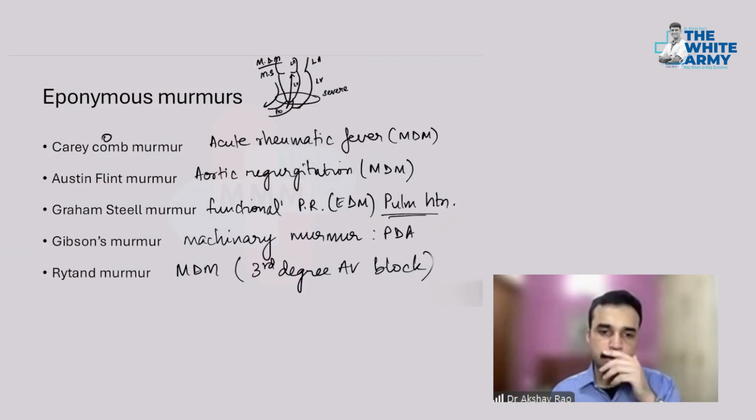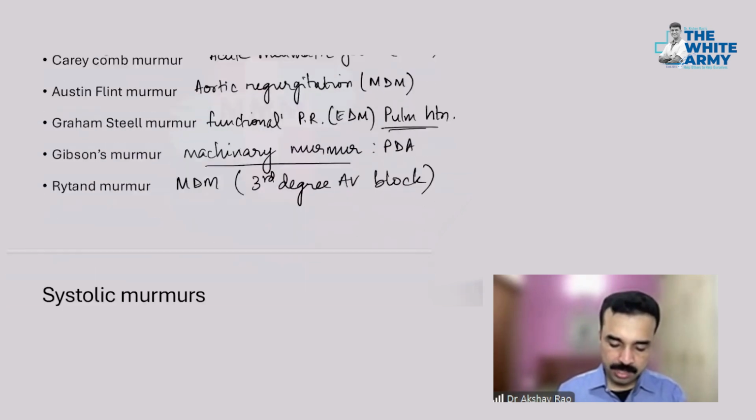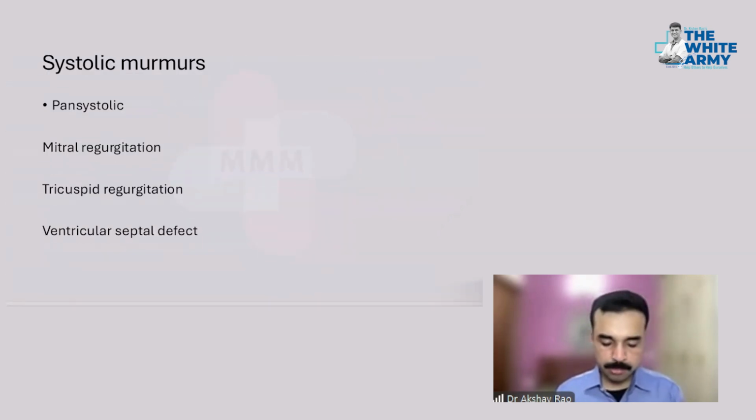So as you realize, most of these famous named murmurs are diastolic murmurs, not systolic. Could argue Gibson's has a systolic component, but it also has a diastolic one because it continues throughout the systole and into the diastole, crossing over from S2 and beyond S2 into the diastole also. So these are the named murmurs, most of them being diastolic. Okay, coming to pansystolic murmur. So, having discussed the diastolic murmurs briefly, now the systolic murmurs.